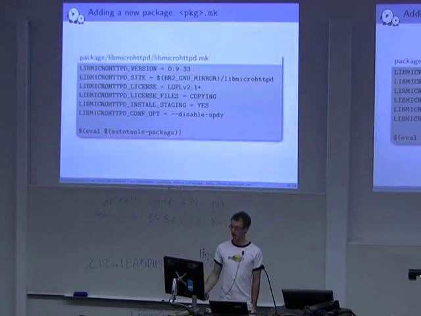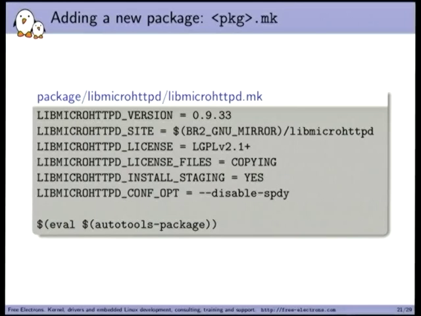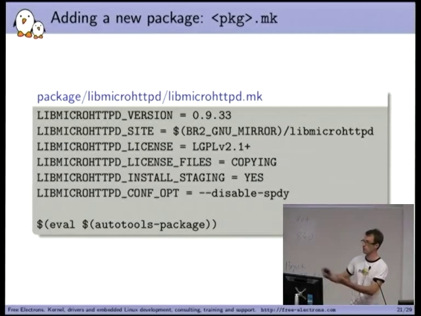And then you need to describe actually how to build that package. So how to extract it, how to configure it, how to build it, how to install it. But it turns out that libmicro.httpd uses autoconf and automake. So the way to build and configure it is very standardized. So instead of repeating that for each and every package in Buildroot, you can use what we call a package infrastructure, which is named autotools package, and which is going to factorize all the gory details of building an autotools package and do all of that for you.